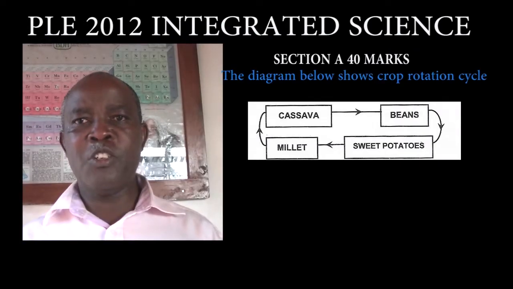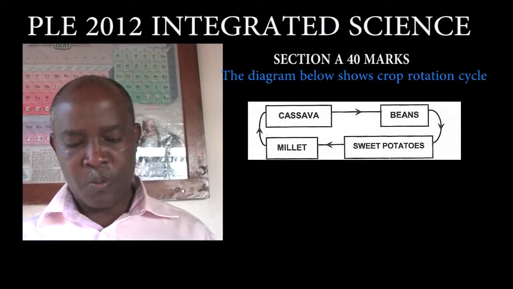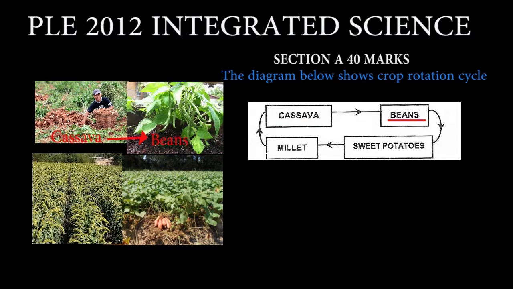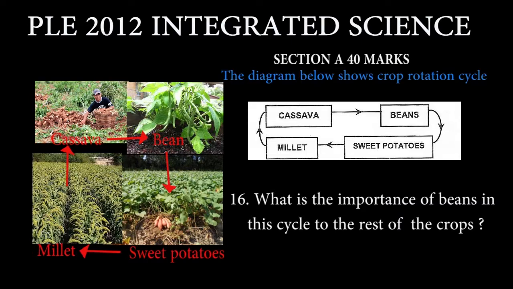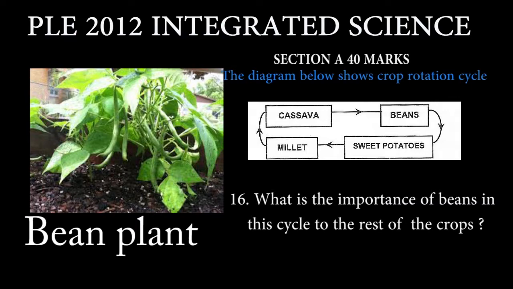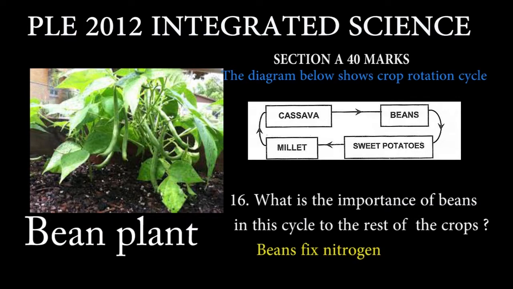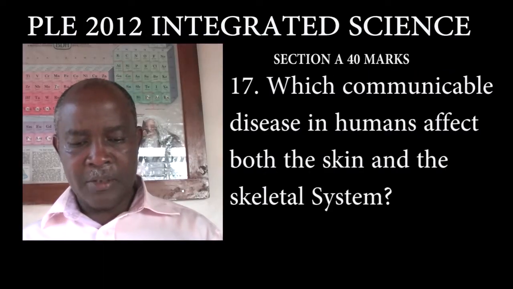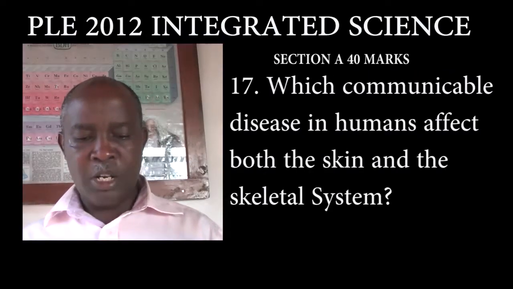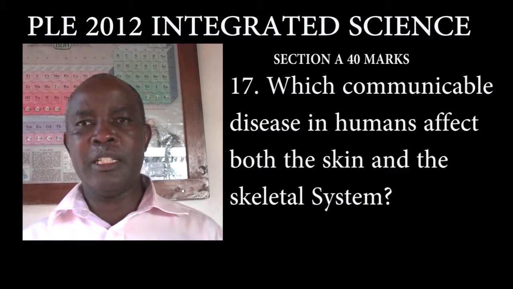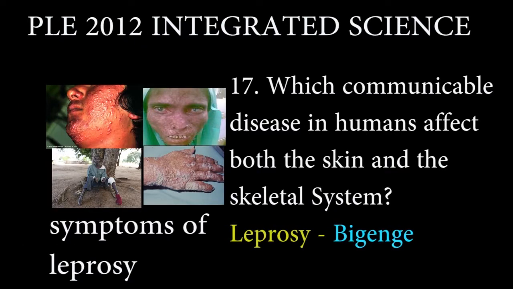The diagram below shows a crop rotation cycle: cassava to bean to sweet potato to millet. Number 16. What's the importance of bean in the cycle to the rest of the crops? The bean fixes nitrogen. Number 17. Which communicable disease in humans affects both the skin and the skeletal system? Leprosy.